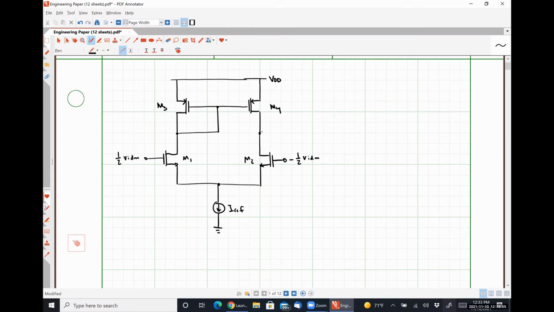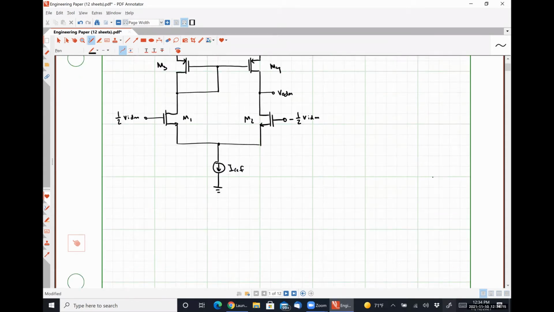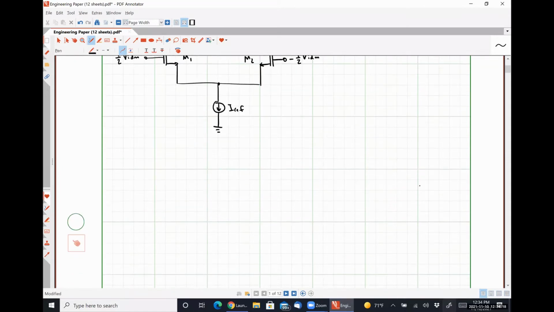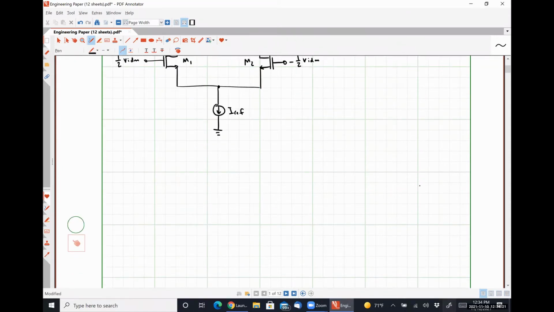And our goal here is to figure out what our output differential mode small signal will be. So effectively, we're getting into the nitty-gritty of how this thing works as an amplifier. So I'm going to draw the small signal equivalent circuit for this guy, and it's going to be messy, but that'll be okay. So I'm going to start with the PMOS side.